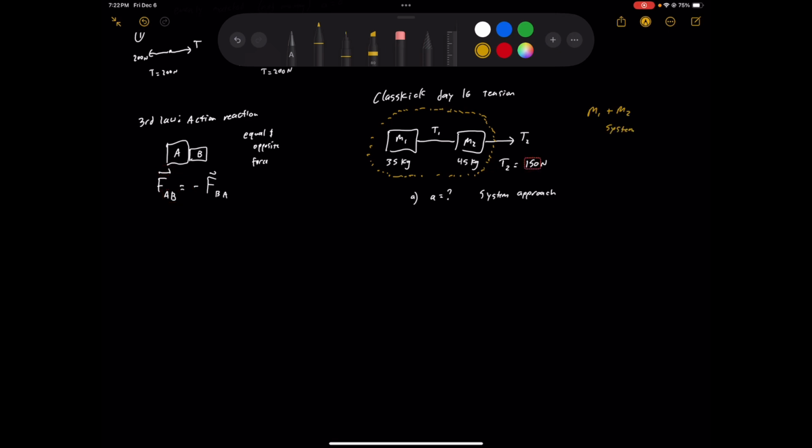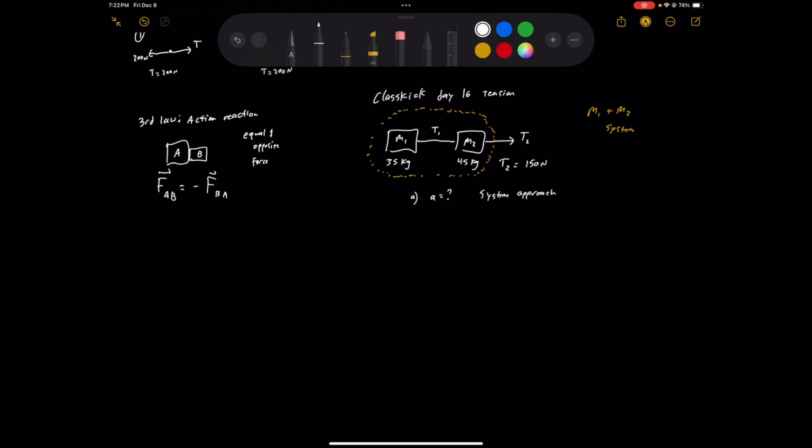So this approach is very useful for saving a lot of time. If you just look at the whole system, if they're going to be moving together, you immediately get to the final equation using Newton's second law by just treating these internal forces, well, they're internal to the system, right? So both objects are going to be moving together. All I care about is this external force, the T2.